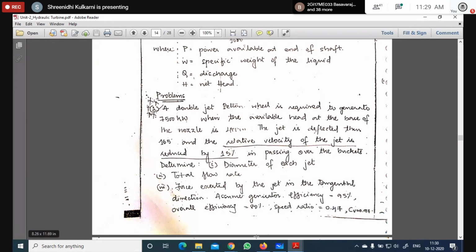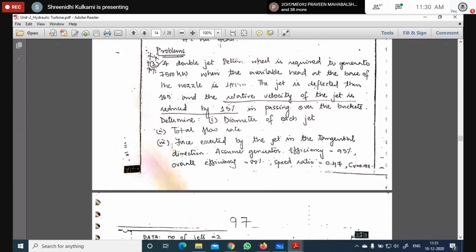Next we have to find the diameter of the jet, small d, the total flow rate Q, and the force exerted by the jet in the tangential direction, Ft. Assuming generator efficiency 95%, overall efficiency 80%, and speed ratio 0.547, which we can call phi or Ku. And CV, the coefficient of velocity, is given as 0.97.